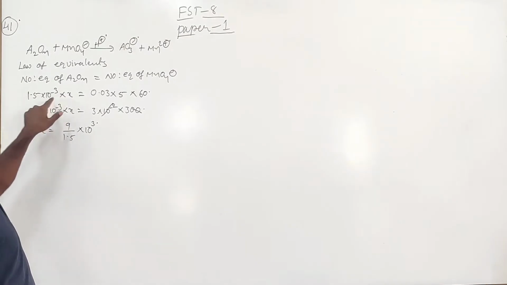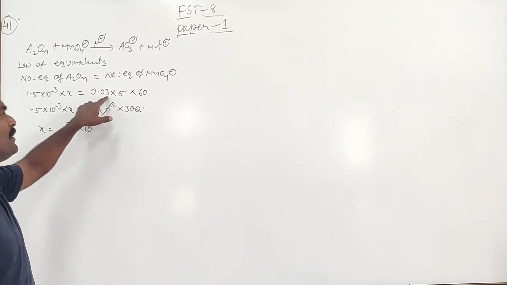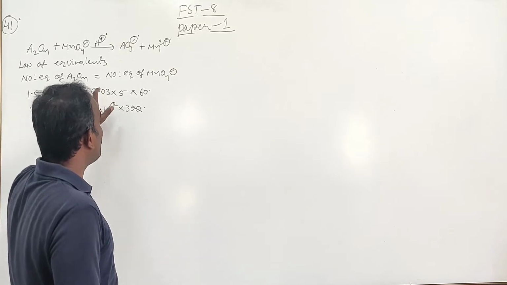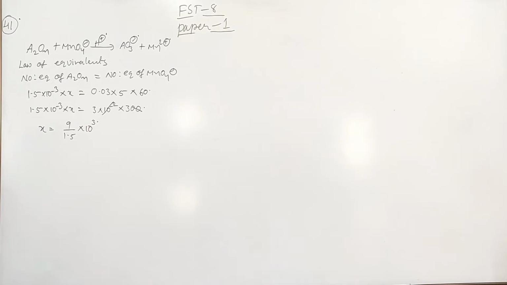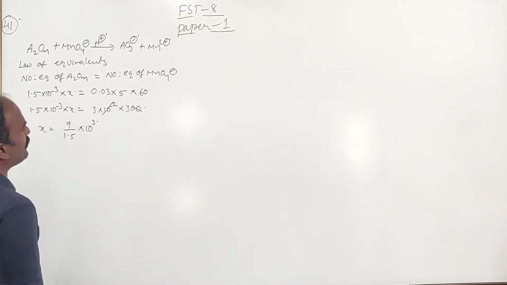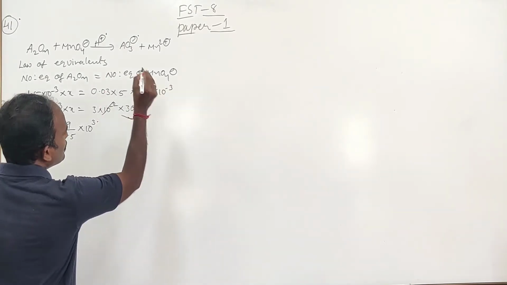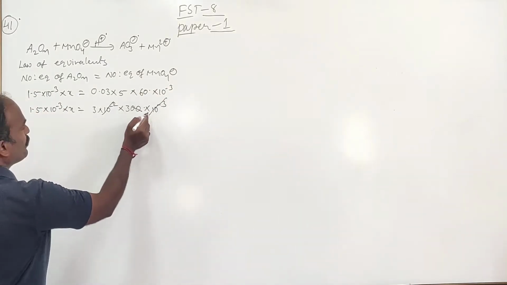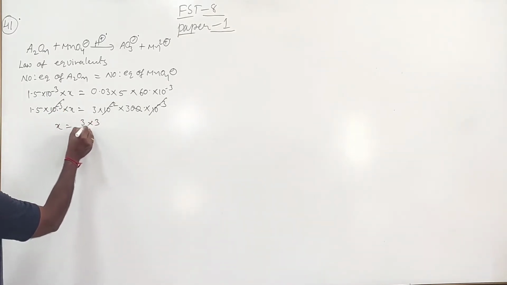Here it is in moles. Number of moles into X factor is equal to number of equivalents. This one must also be present in equivalents, but we got it in number of milli equivalents. So how do we convert it into equivalents? We multiply by 10 power minus 3, and here also 10 power minus 3; it gets cancelled. Now X is equal to 3 into 3 divided by 1.5.